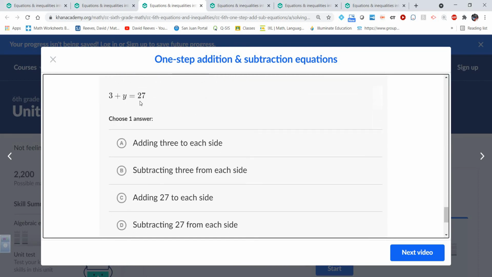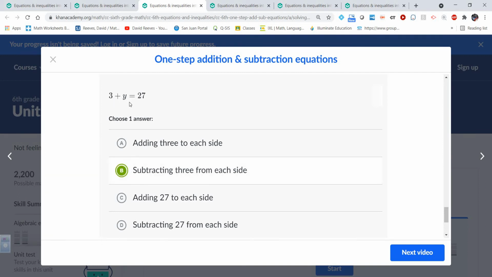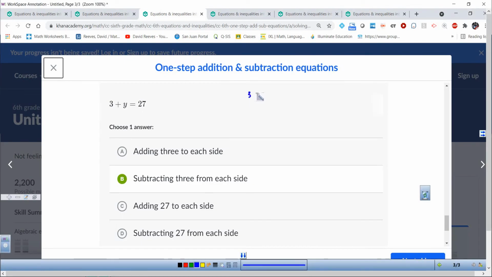All right, what about this question right here? 3 plus y is equal to 27. Okay, again, my goal is to get this y right here by itself. What's the inverse of adding 3? Subtracting 3. Remember, you're working on the variable side. We don't want to take away 27. We certainly could do that, but it wouldn't be helpful. All right, so again, now if we go to this equation right here, we have 3 plus y equals 27.